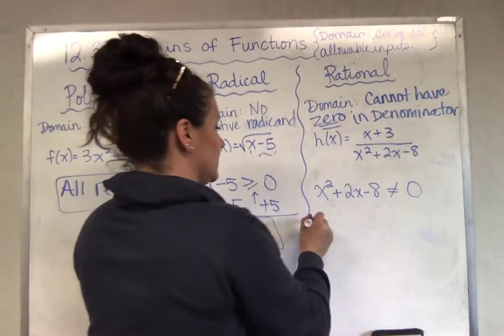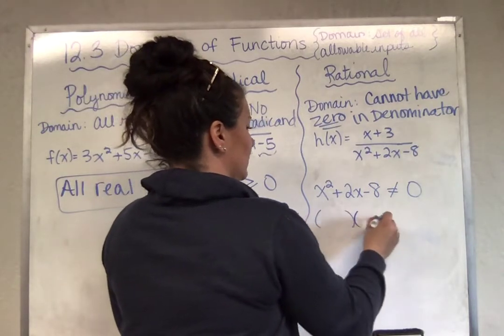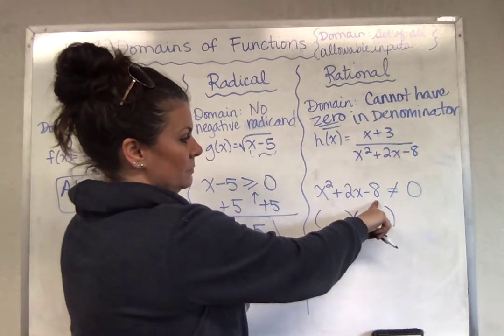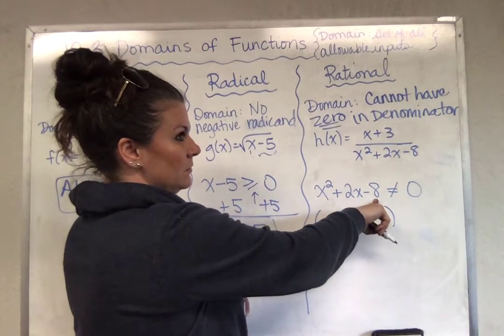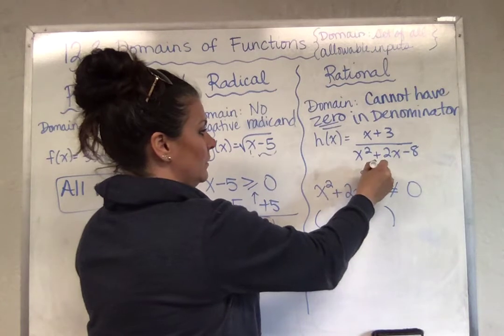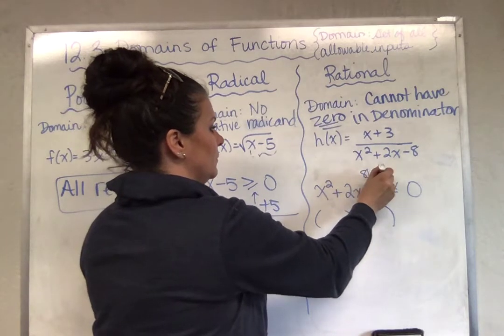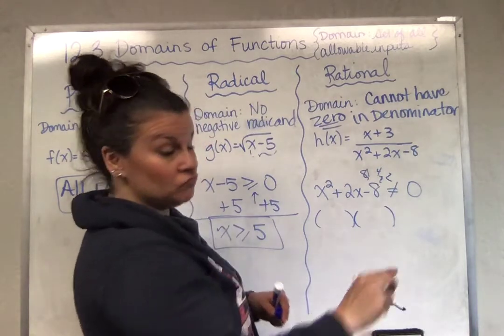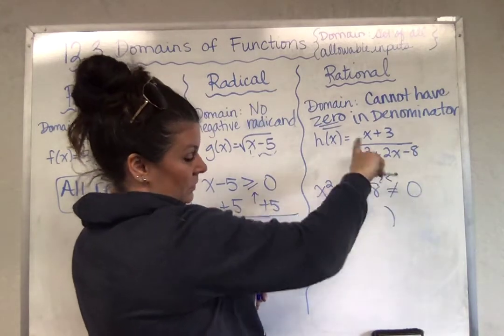So let's look at this one. Hopefully we can factor this one. So what do I multiply to get 8? 8 and 1, and 4 and 2. But I need a difference of 2. So I'm going to use 4 and 2.